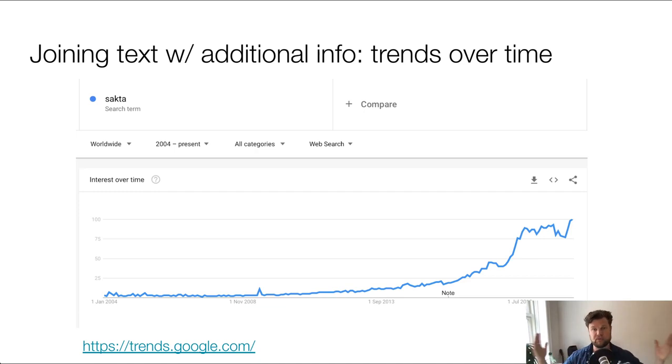So imagine you got loads and loads of texts that you have datings for. Well, then it might be interesting for you to try to plot how the frequency of something develops in text over time.